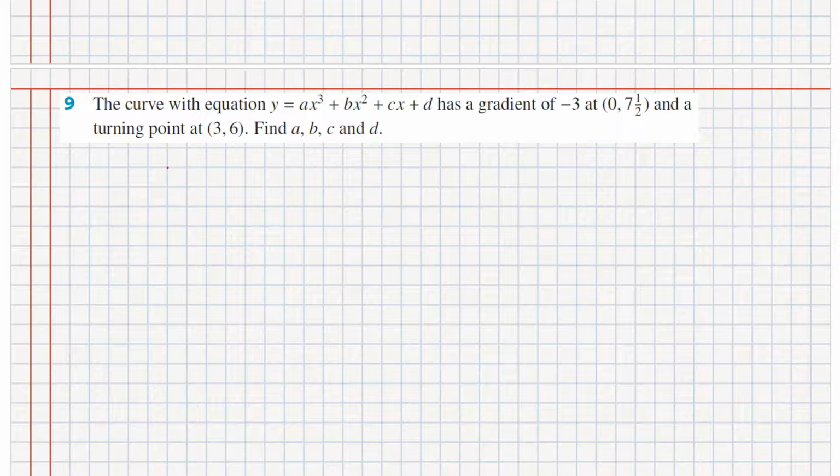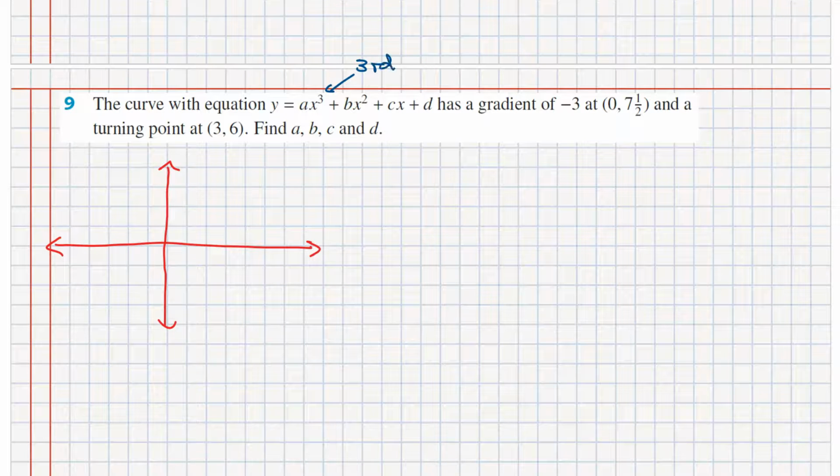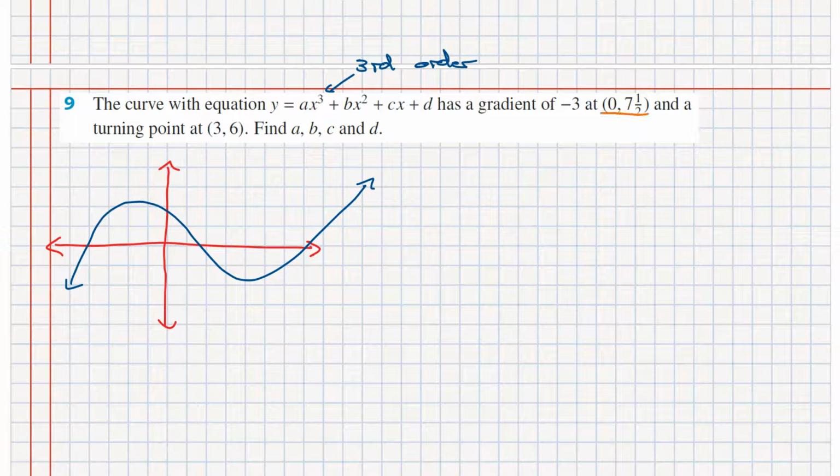If we draw a graph, again, it's not going to be accurate because we don't know the values, but it's more of an interpretation of what could be. So notice the order of this function is third order. And because it's third order, we're going to expect something like that. Now, what it tells us is that at 0 and 7.5, we're going to see a gradient of minus 3, so draw a tangent there, and this would have m equals minus 3, and this would be at 0 and 7.5.